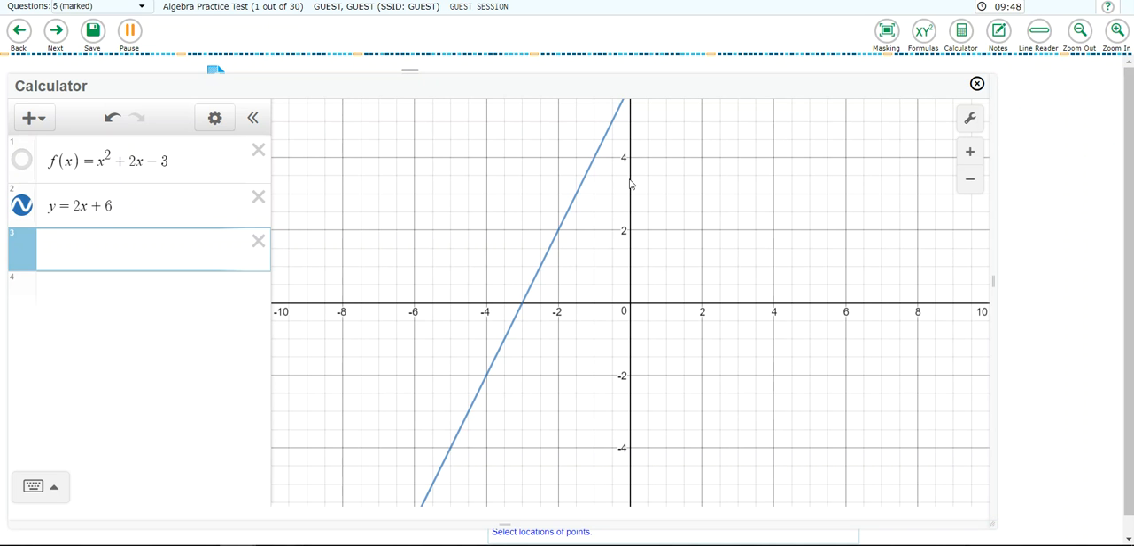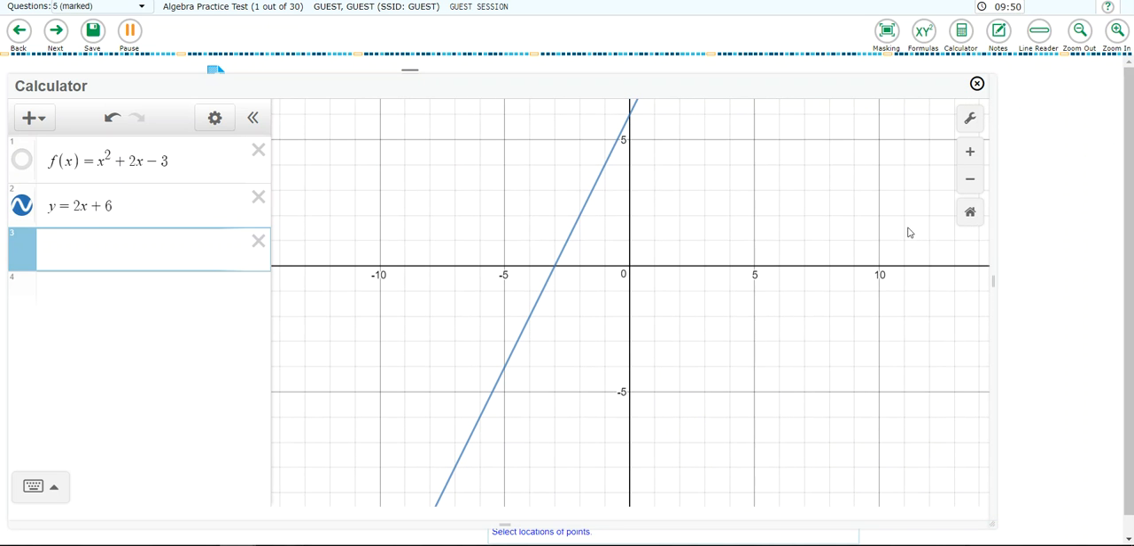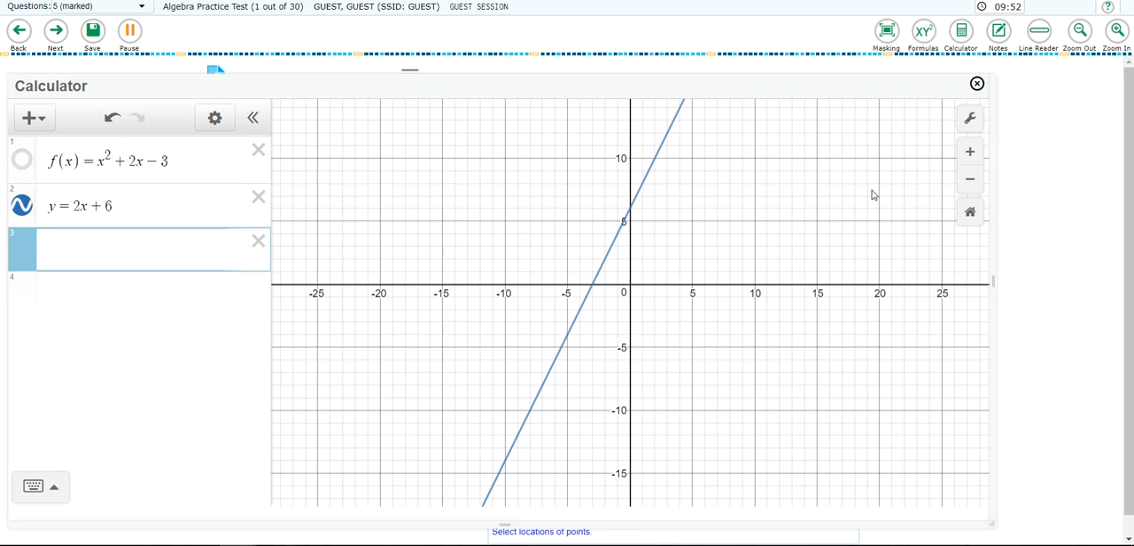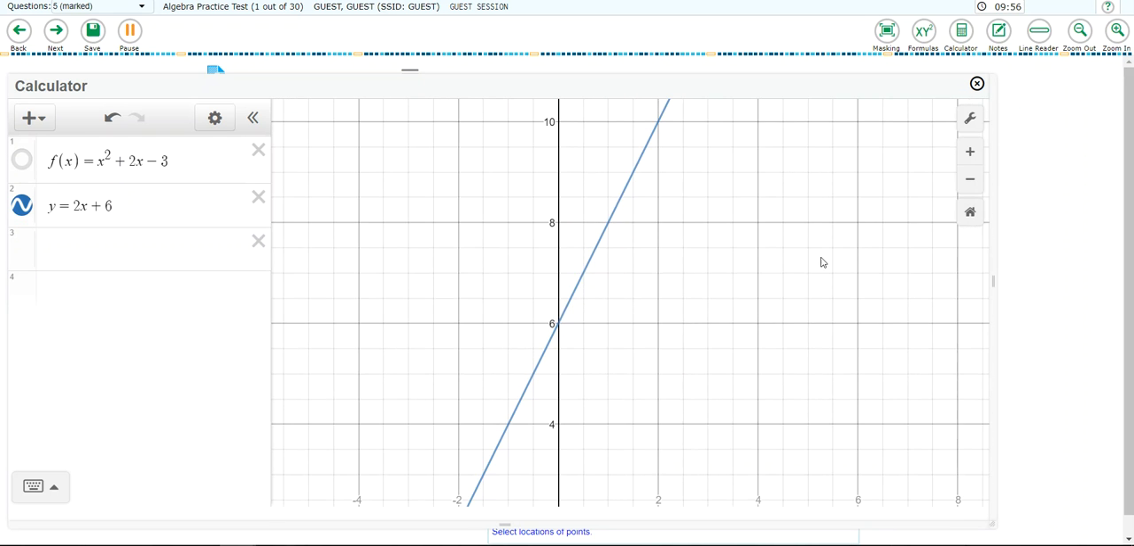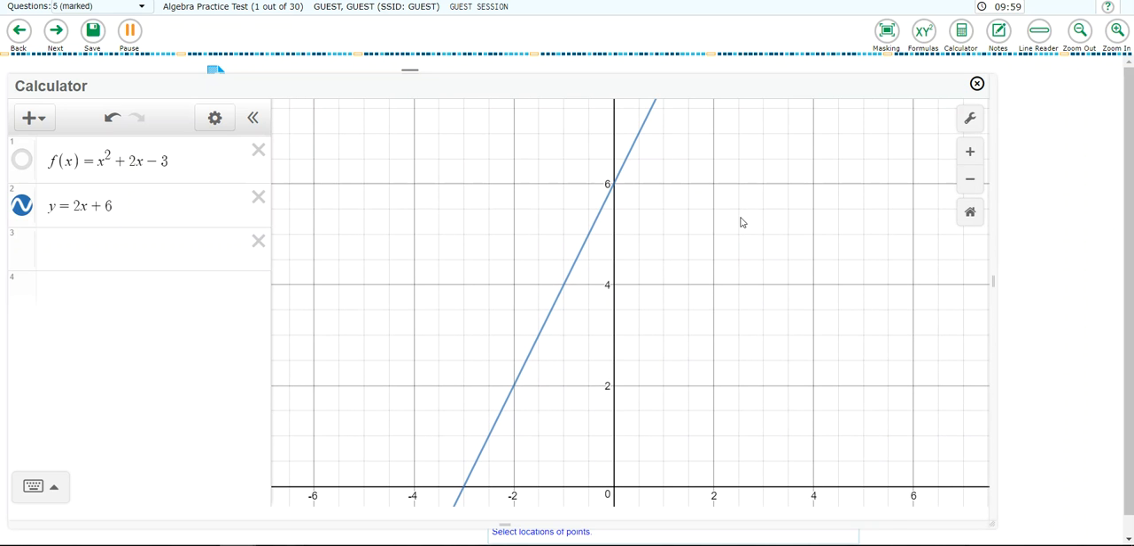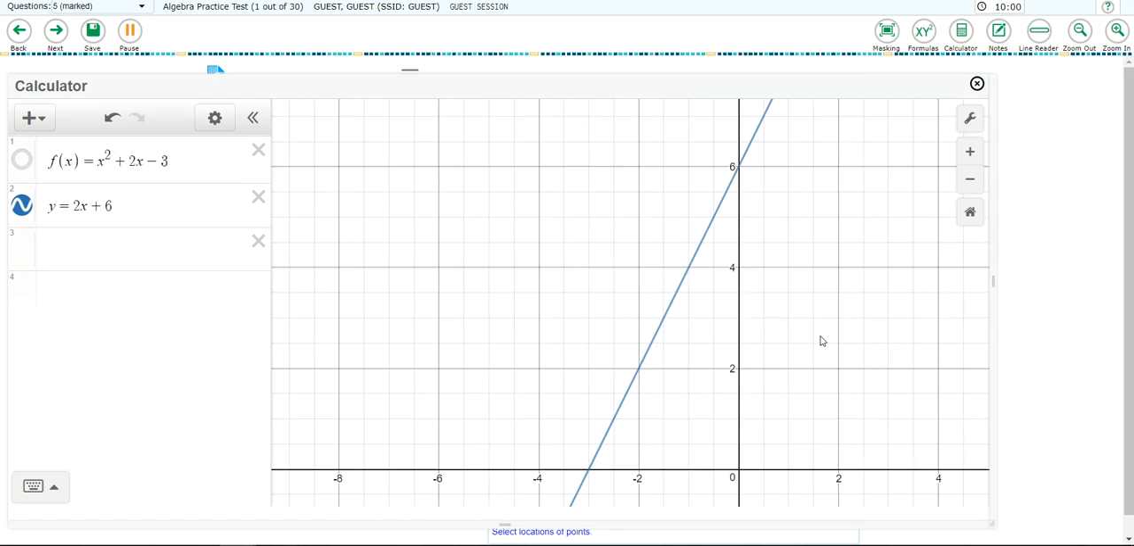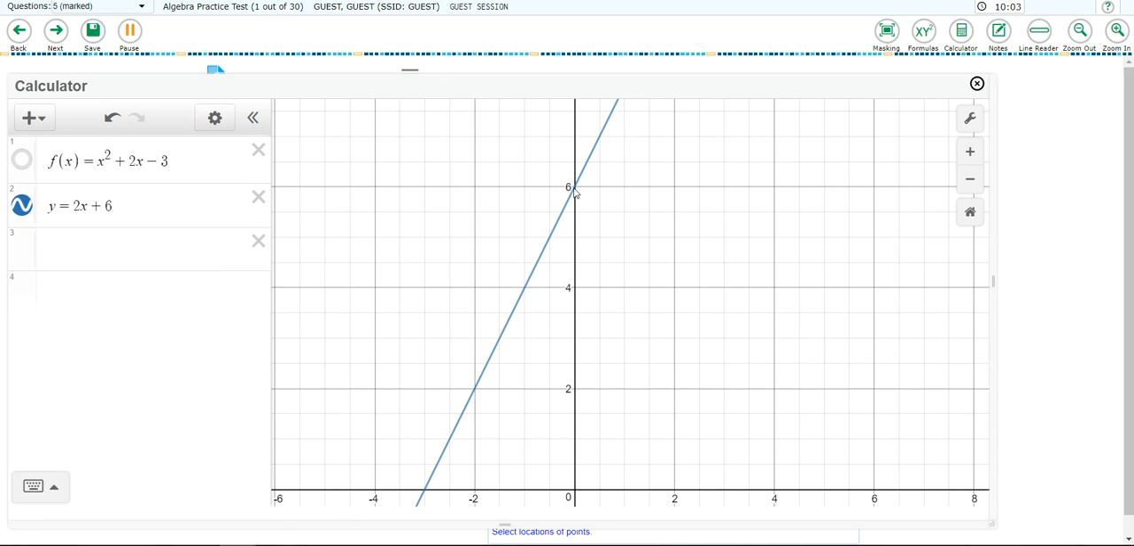Y-intercept is +6. I'm using the mouse or the zoom out to zoom out. Going to zoom in so I can see, and I'm just left clicking and holding on the graph to move it around. So y-intercept's at +6, and the slope is 2, which is 2/1, up 2, to the right 1. So up 1, up 2, to the right 1, so the slope is correct.